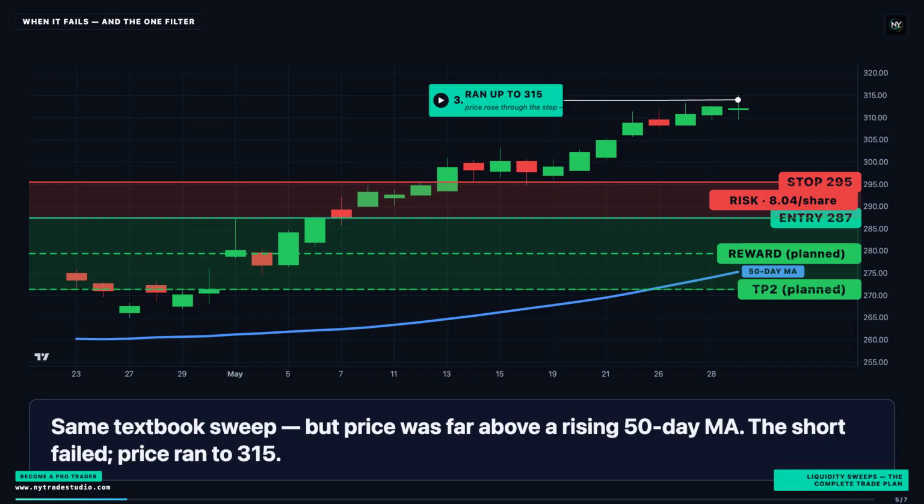So here is the rule, write it down. Only take a short sweep when price is below a falling 50-day average. Only take a long sweep when price is above a rising one. Trade with the trend, never against it. That one check turns this loss into a trade you simply skip.